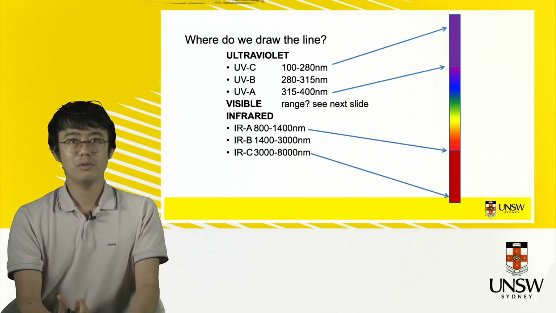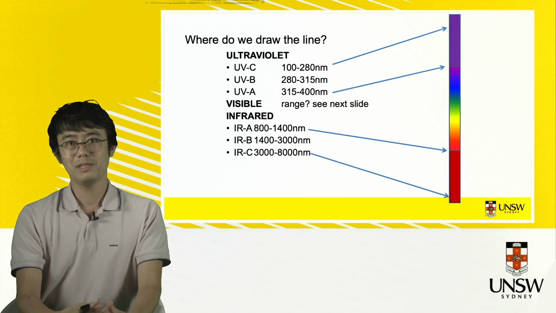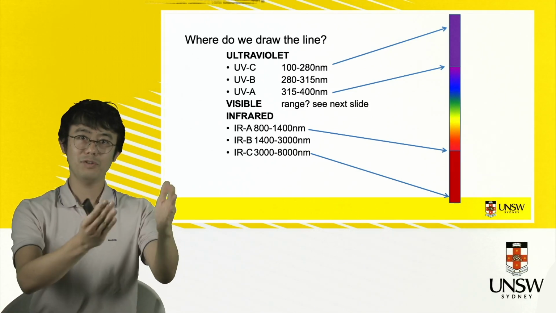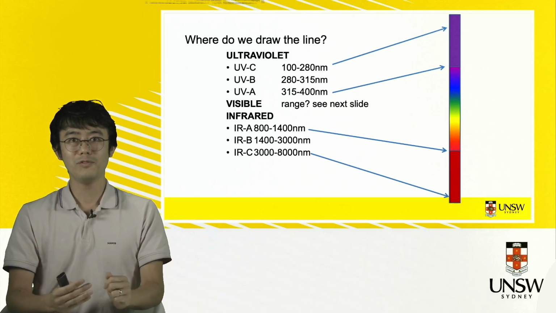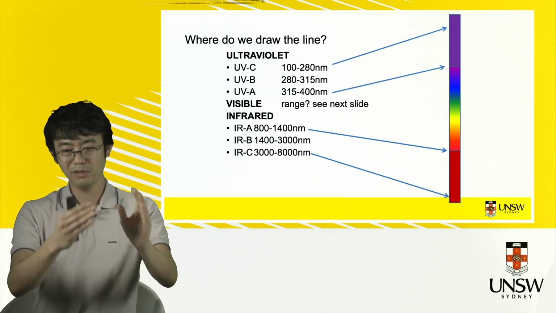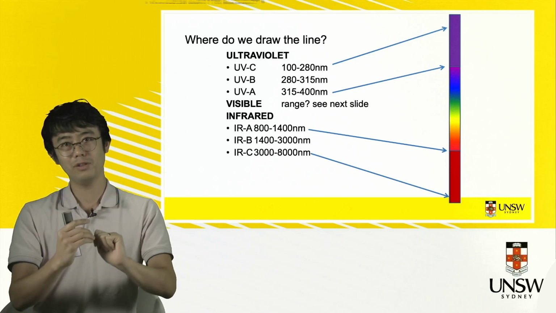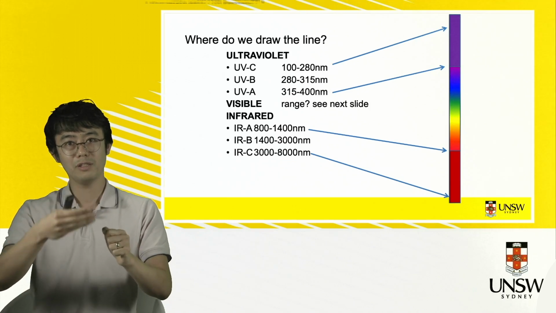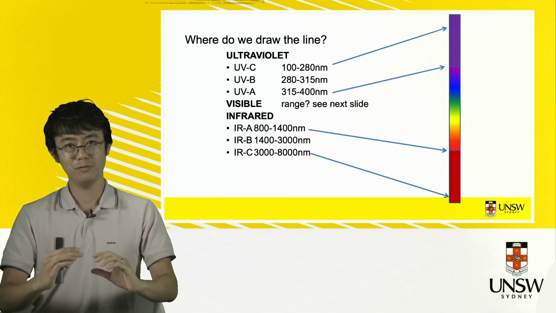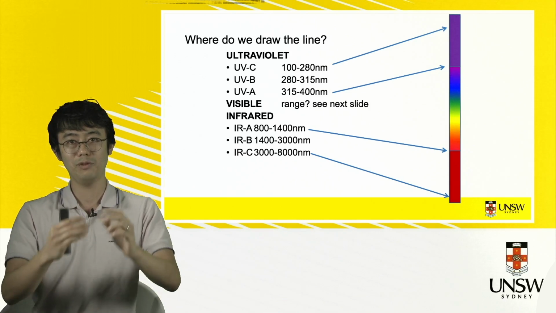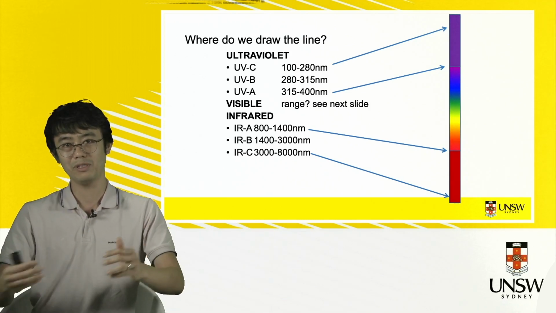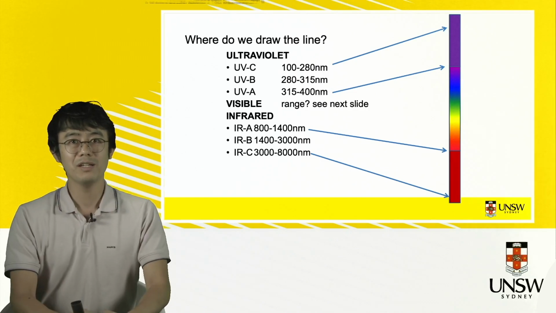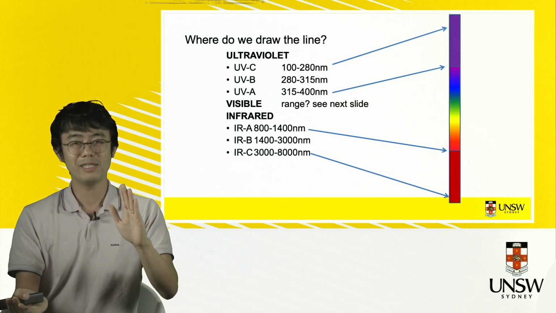But where does the visible spectrum start and end? That's a good question. Let's talk about UV first, which is shorter than visible light. UVA is the closest to visible light, and UVC is the furthest from it, and therefore the shortest. For infrared, the scale goes the other way. A is the closest, and C is the furthest from visible light, so it's going to be a much longer wavelength. But it doesn't really answer the question of where visible light starts and ends.